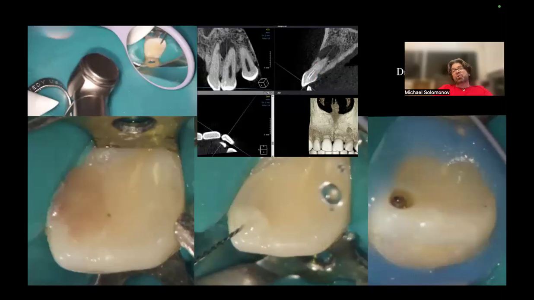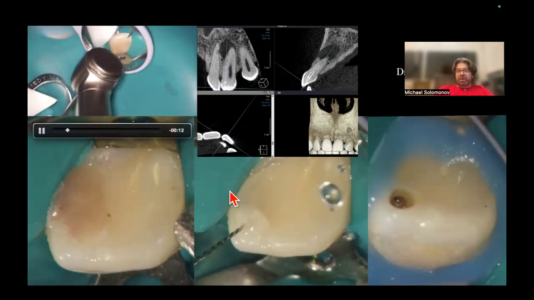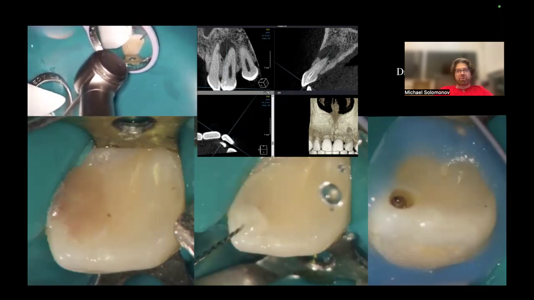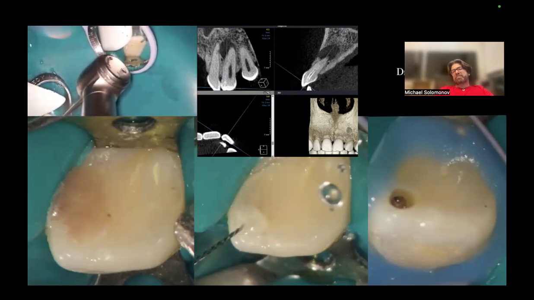First of all, I used the CBCT to understand where I must go with a small access cavity, and I did it. You can see that I did it with a very special bur. I like this bur very much. This is a bur made by the SS White company, a guide bur. And I did this small access cavity, and I finally found the canal.